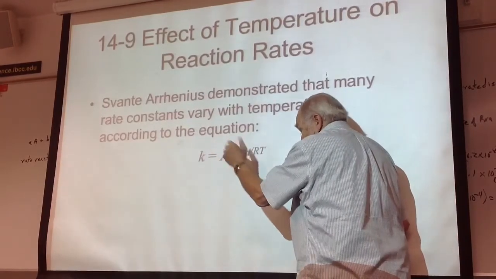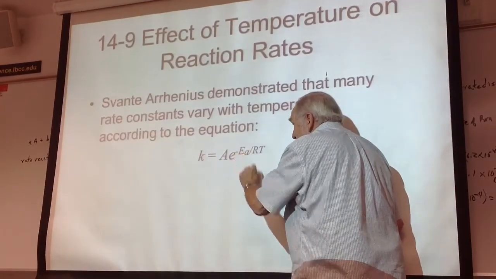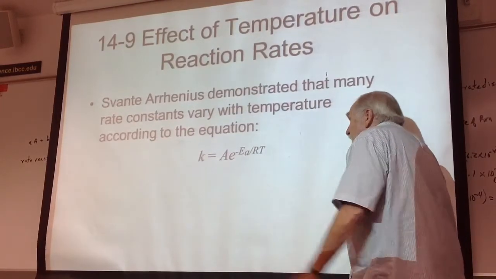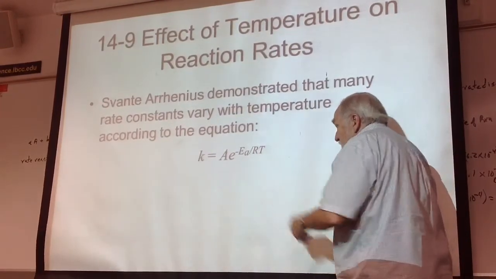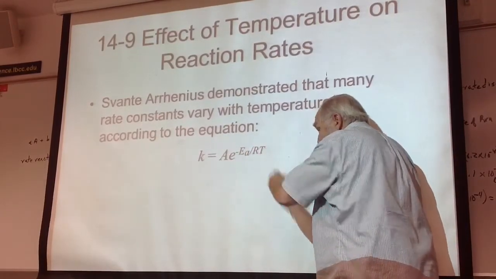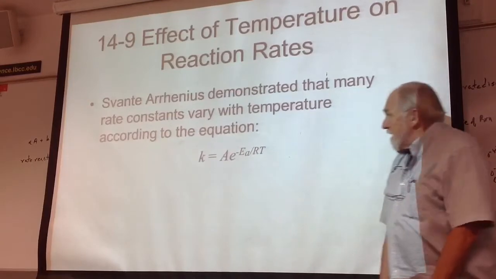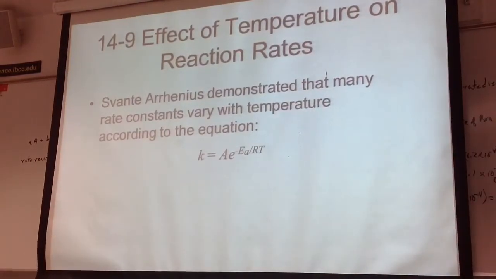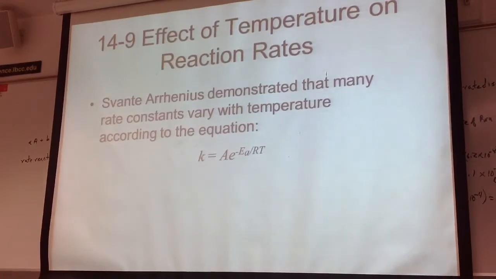This is the exponential function minus E sub A. That E sub A is called the energy of activation. R is the usual gas law constant consistent with the units of this, which will be in joules. T is temperature in Kelvin. We're not going to do any calculations with it right now, but that is the Arrhenius equation for calculating the rate of reaction.